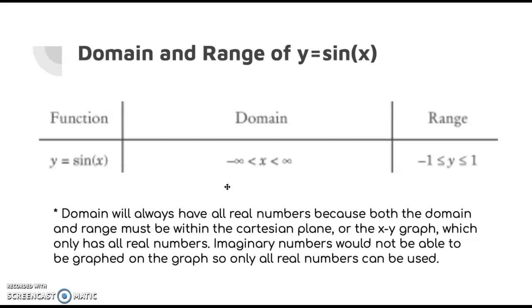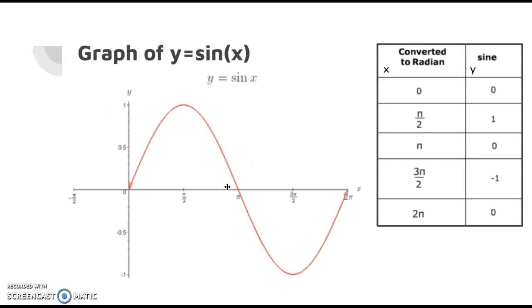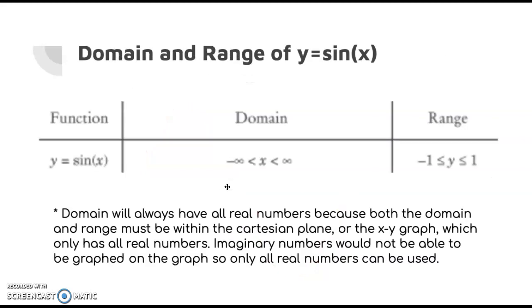And the range is -1 is less than or equal to y, and y is less than or equal to 1, which is shown here, where the highest and lowest points are 1 and -1. So y can be anywhere between those points, but never above or below those. And so the domain is all real numbers, and the range is -1 is less than or equal to y, and y is less than or equal to 1.